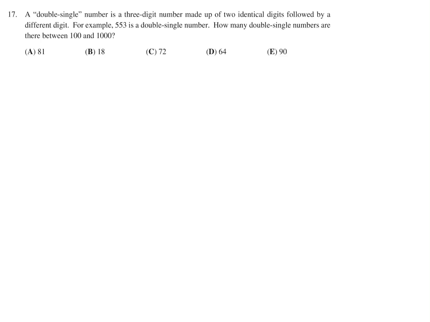A double single number is a 3-digit number made up of 2 identical digits followed by a different digit. For example, 553 is a double single number. How many double single numbers are there between 100 and 1000? So they want numbers that are 101 to 999 inclusive.